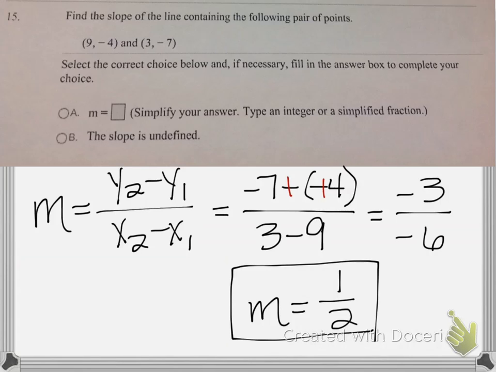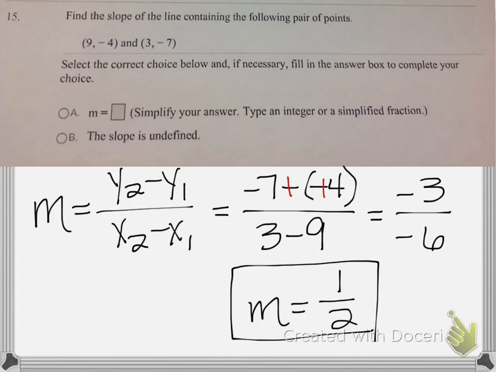Now, if this would have asked me to write an equation, then I would take that slope, pick one of my points, and drop it into point-slope form to find an equation. But they just want the slope, so this is all you have to do here. The reason why I'm telling you, that's a pretty common mistake for students to just, oh, they think equation, they see 2 points, they think they need an equation. So make sure you read the problem.